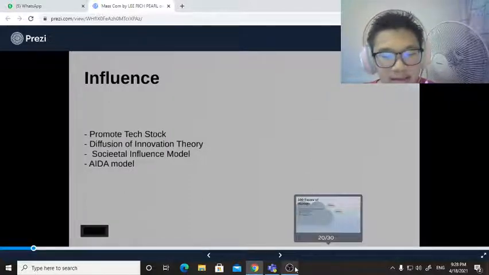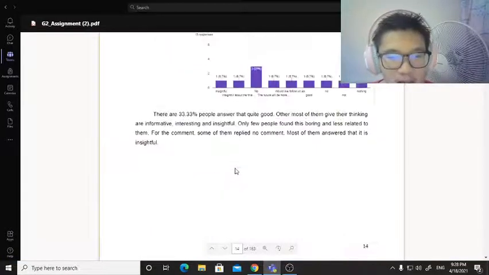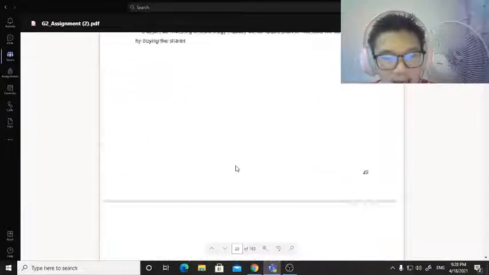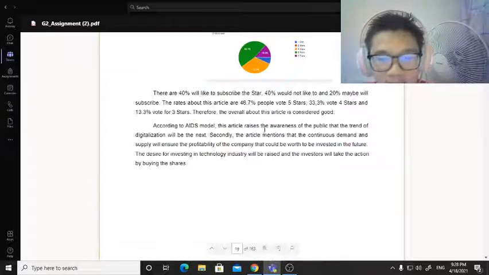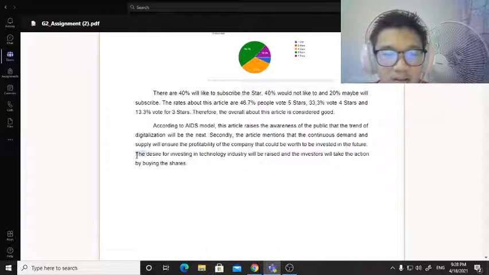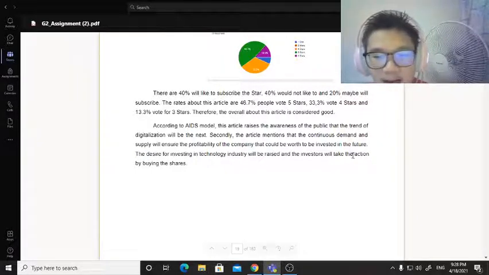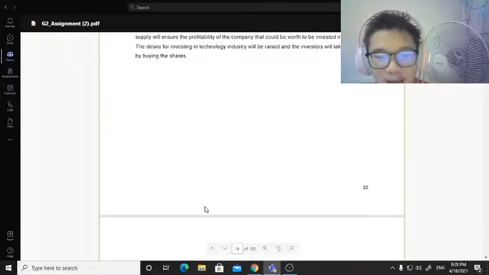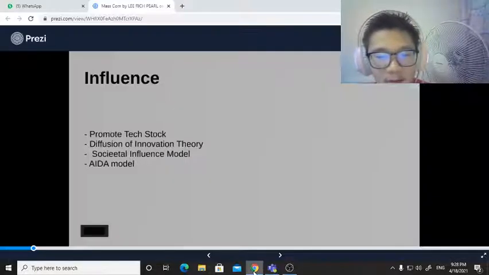For the AIDA model, according to this slide, the article raises the awareness of the public that the trend of digital life will be the next. Secondly, the article mentioned that continuous demand and supply will share the profitability of a company that could be invested in for the future. The desire to invest in a technology company will be raised, and then the investor will take action to buy the shares. So this is our point of view.